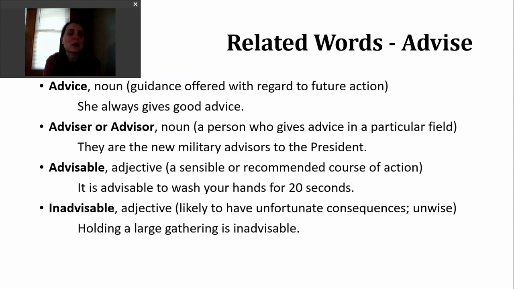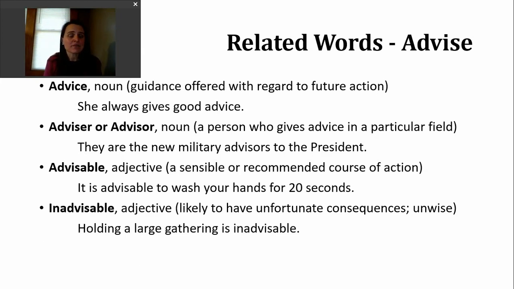Okay? So those could be easy to confuse, and another one of those points where English might make your head hurt a little bit. So advice, so the ICE ending there, that's our noun form, and it's another way to say guidance. So that's our definition, guidance offered with regard to future action. Here's an example sentence with that. She always gives good advice.